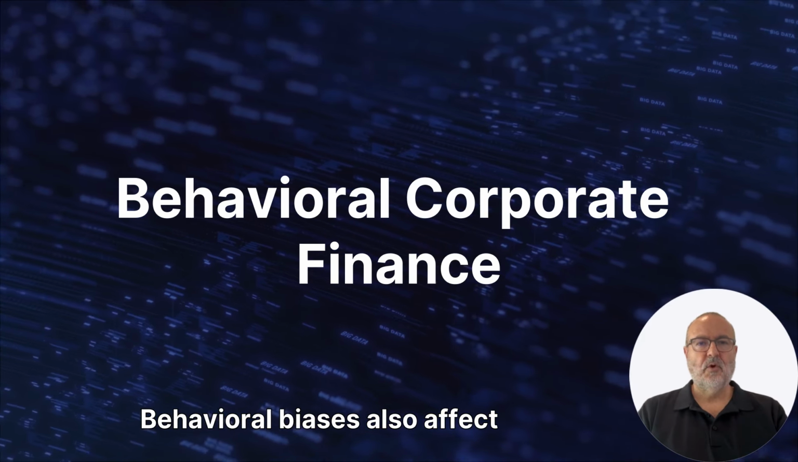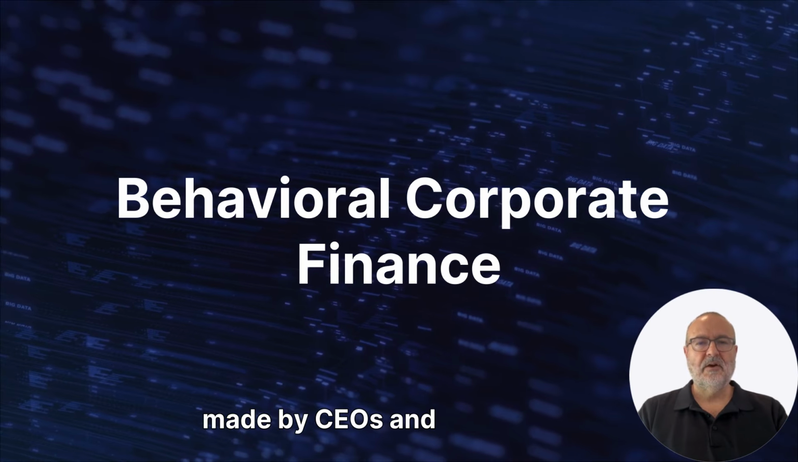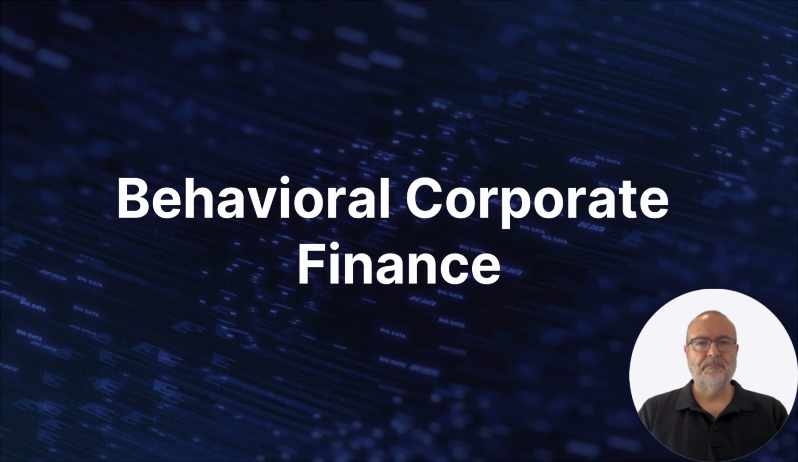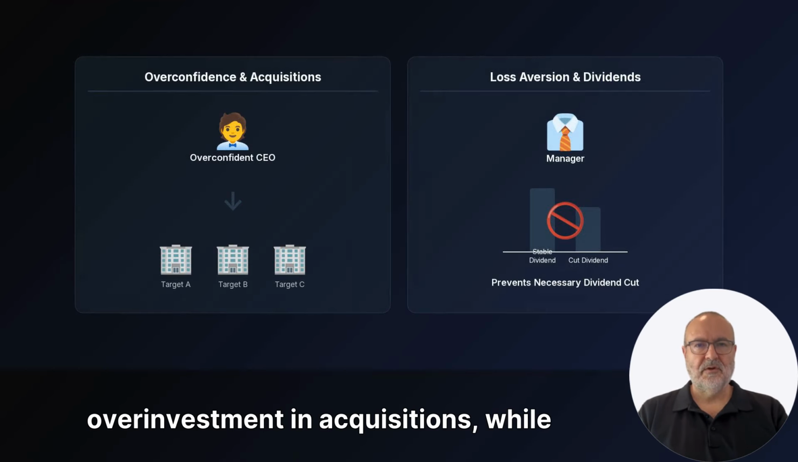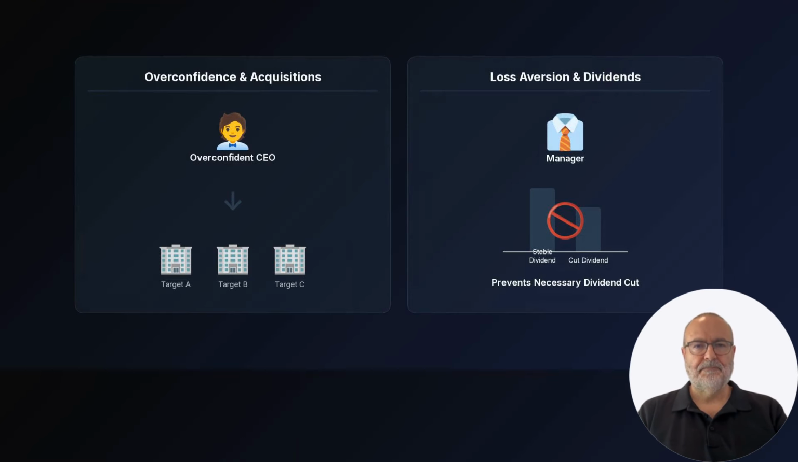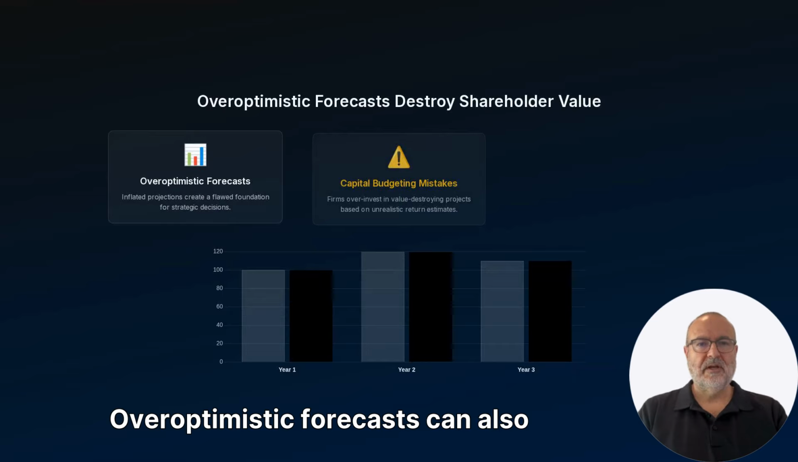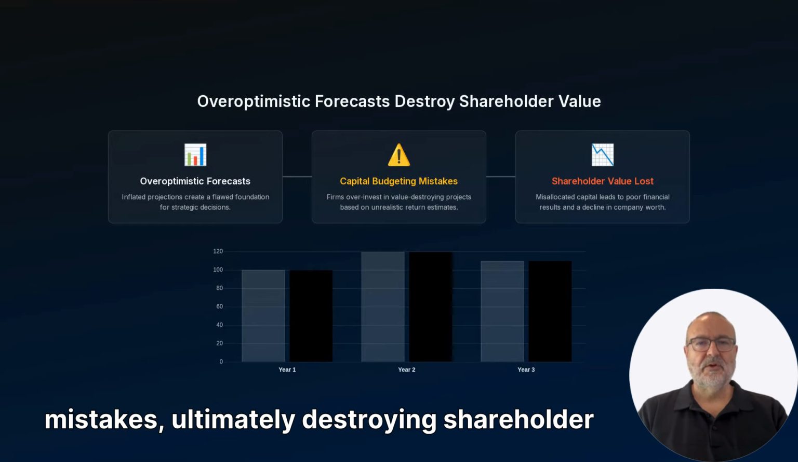Behavioral biases also affect corporate finance, influencing decisions made by CEOs and CFOs. Overconfidence can lead to overinvestment in acquisitions, while loss aversion might prevent managers from cutting dividends. Over-optimistic forecasts can also lead to capital budgeting mistakes, ultimately destroying shareholder value.